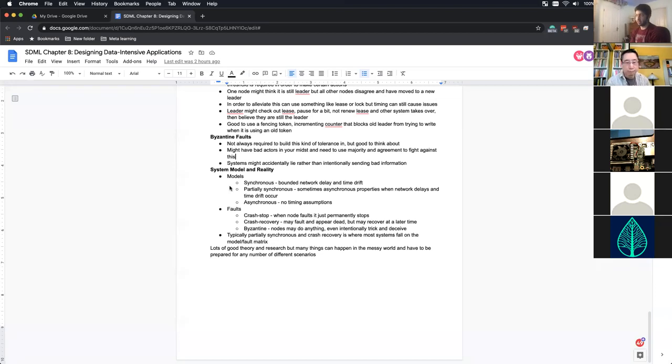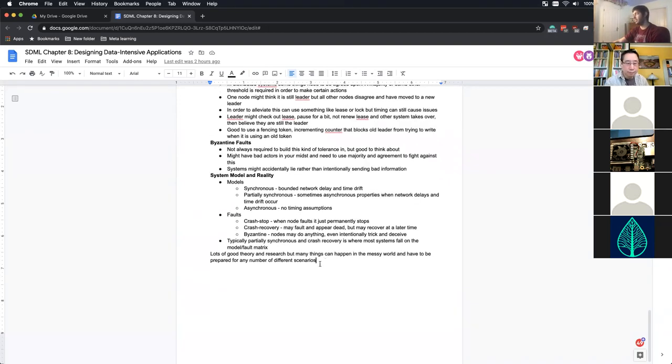And then right at the end, they said there's a lot of good theory and research, but in the real world, a lot of things become messy. And so even on paper, something might look good, but you have to plan for a lot of different scenarios and say, even when things go wrong, what are we going to do? So that was it for the chapter. Any additional comments, questions?